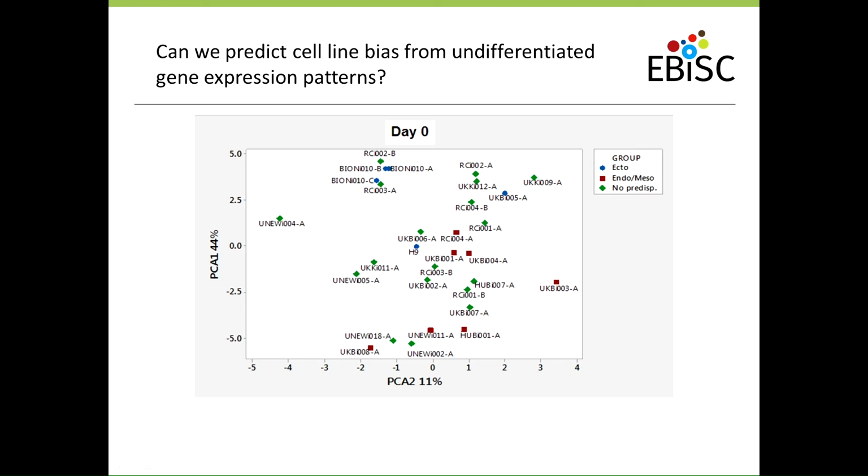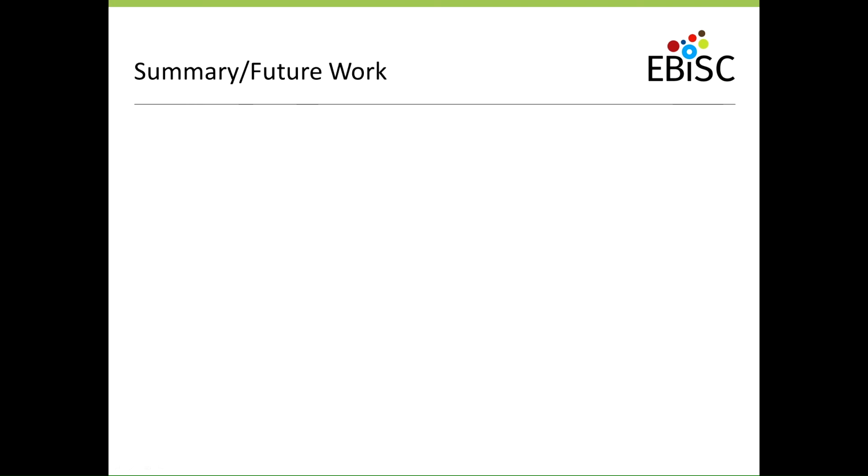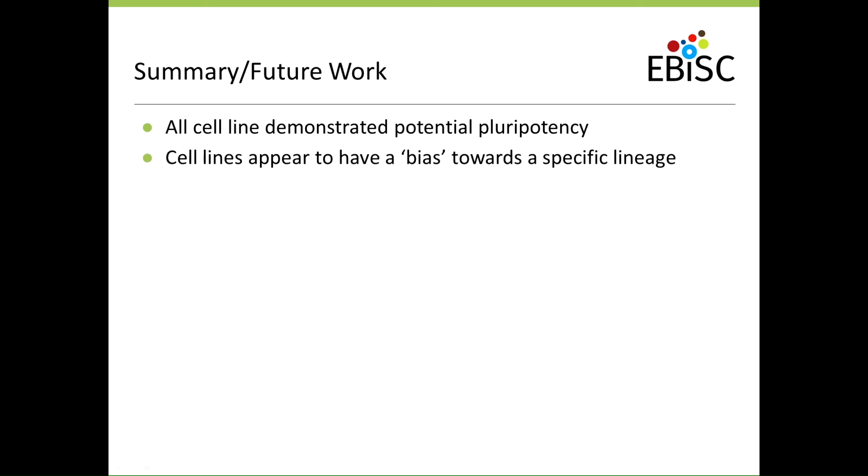In terms of, I mean, the Bioneer ones are all up here and grouped again, but you can't really see it with this. So can we really predict how they're going to behave at day 0? No. So just to summarize what I just went through, all these cell lines that went through the EBiSC hot start process demonstrated potential pluripotency in this assay. Cell lines appear to have a bias towards a specific lineage. We can see this at day 7, but we can't see it at day 0.